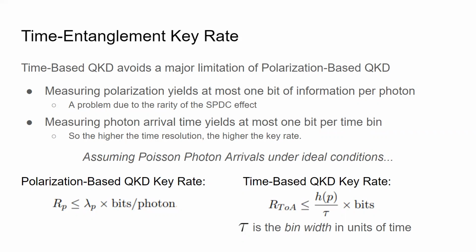the idea is that if you could arbitrarily adjust tau, see how tau is just in the denominator here. So if you could decrease tau arbitrarily, you could just make this bound as high as you want.